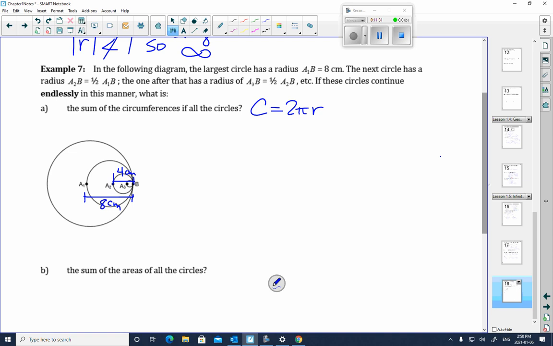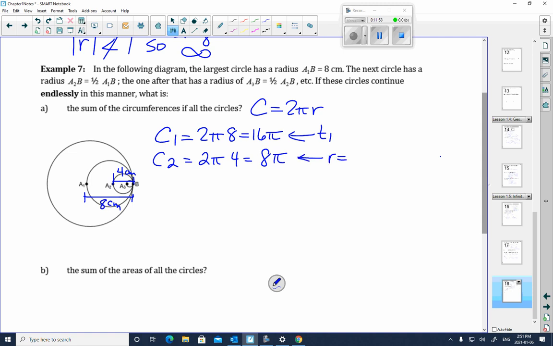So I need to figure out the first term. The first term is not 8. The first term is the circumference of the first circle. So circumference 1 would be 2 times pi times 8, which gives me 16 pi. Circumference 2 would be 2 times pi times 4, which gives me 8 pi. And using that, I can get my ratio is 8 pi divided by 16 pi. The pi's cancel, and I get 1/2, which I knew it was 1/2 from the question.